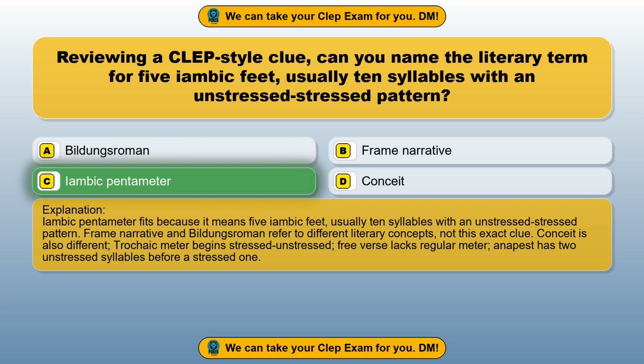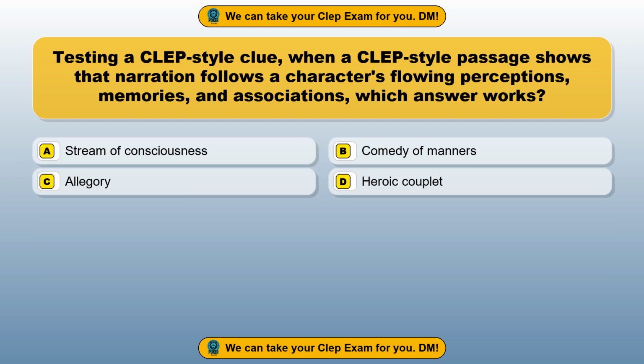Iambic pentameter fits because it means 5 iambic feet, usually 10 syllables with an unstressed-stressed pattern. Frame narrative and Bildungsroman refer to different literary concepts, not this exact clue. Conceit is also different. Trochaic meter begins stressed-unstressed, free verse lacks regular meter, anapest has 2 unstressed syllables before a stressed one.